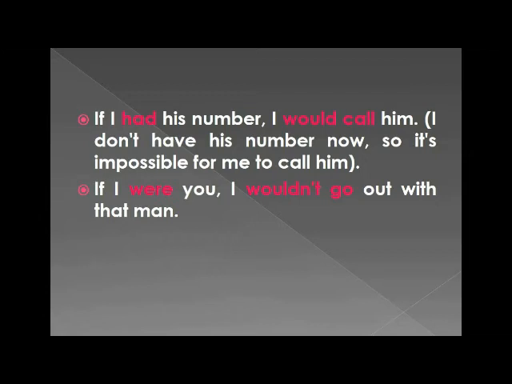In the second example, if I were you, I wouldn't go out with that man. You clearly see it is impossible to be another person. So in this example, we have used the second conditional. I can't be you, so I just say it. If I were you, it is in the present, but put in the conditional because it is impossible.